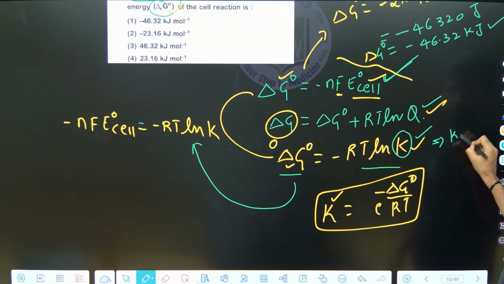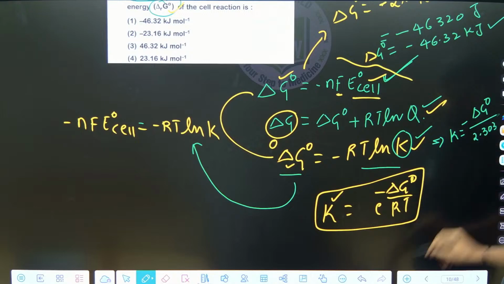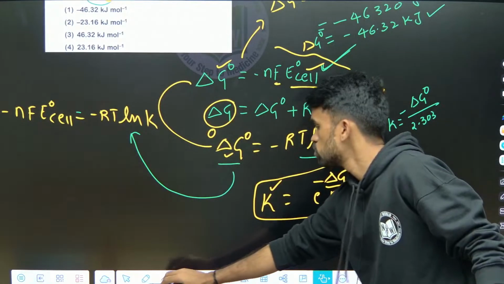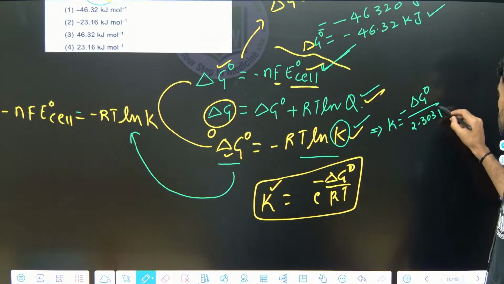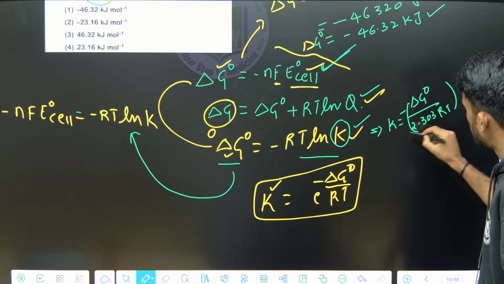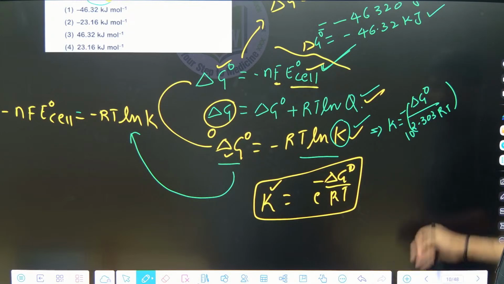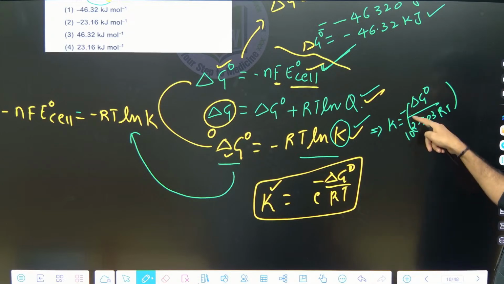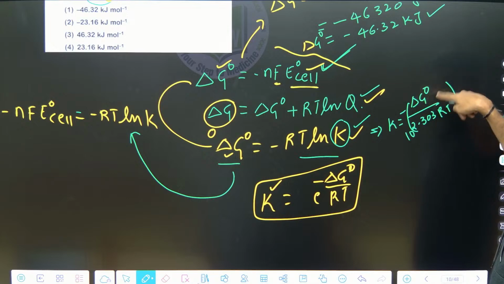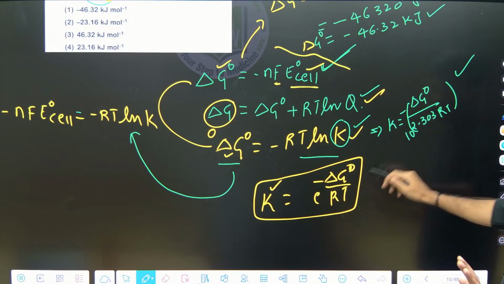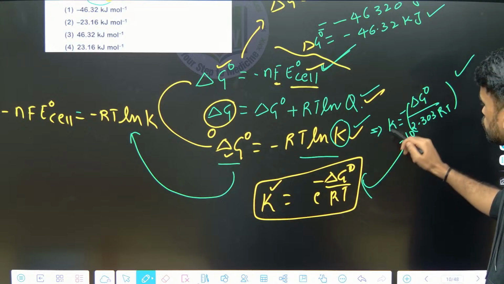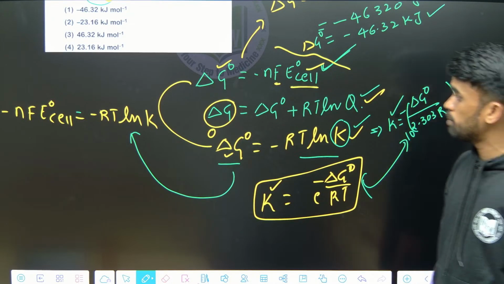K equals 10 to the power of minus delta G naught by 2.303 RT. Here we have base 10, that is log K equals minus delta G naught by 2.303 RT. So this is one more formula. These two formulas you can use to calculate the equilibrium constant.